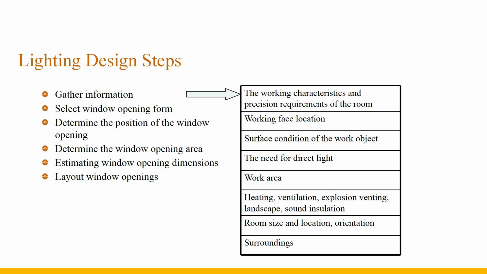Explosion venting windows need to be installed in rooms at risk of explosion to reduce explosion pressure and preserve the load-bearing structure. However, the area required for explosion venting is often larger than the lighting requirements, which is easy to cause glare and overheating and needs to be dealt with.